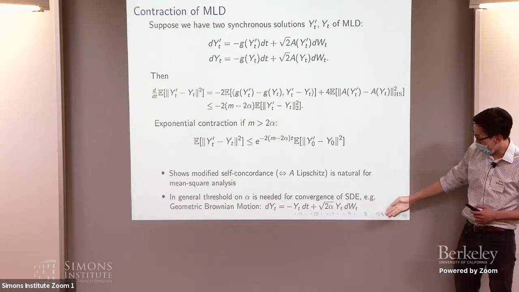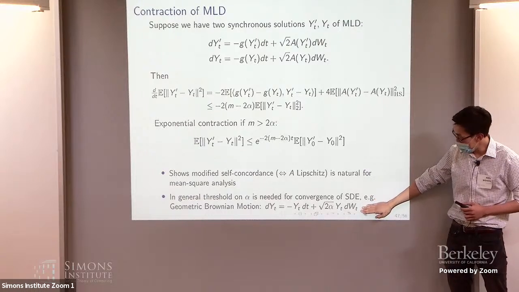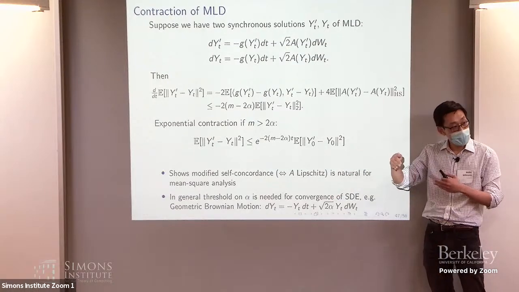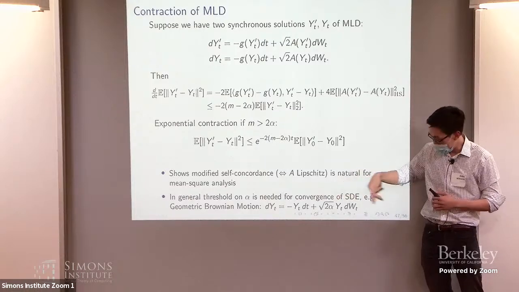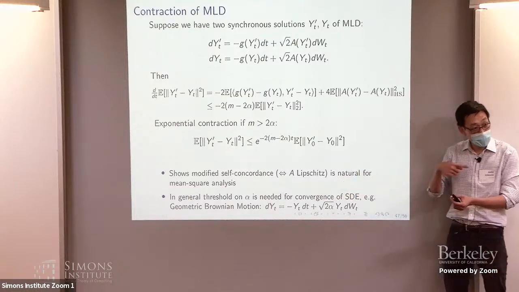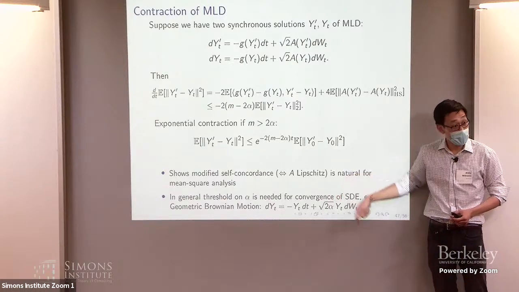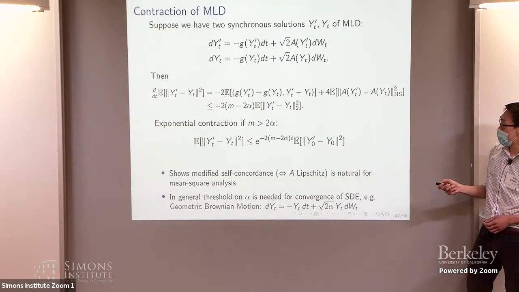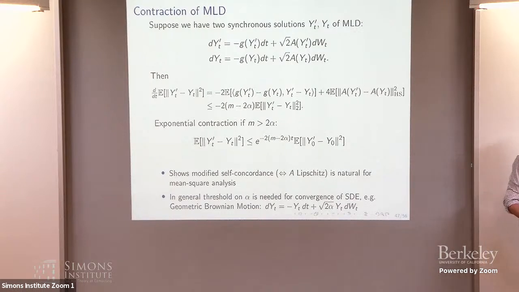You can look at, for example, the geometric Brownian motion, which is the following SDE. You can check that there is a threshold: if alpha is above 1, this diverges. When alpha is below 1, it converges to 0. So there is a different behavior depending on the Lipschitzness of this covariance. But it's not clear if we can relax this. Really, we would like to. Thank you so much.